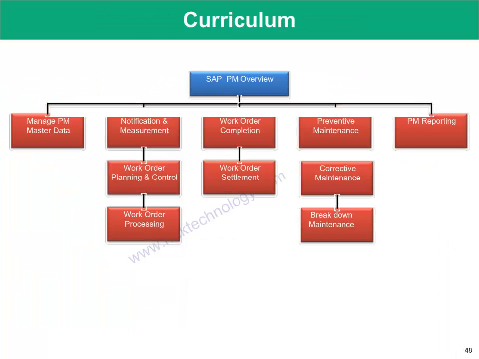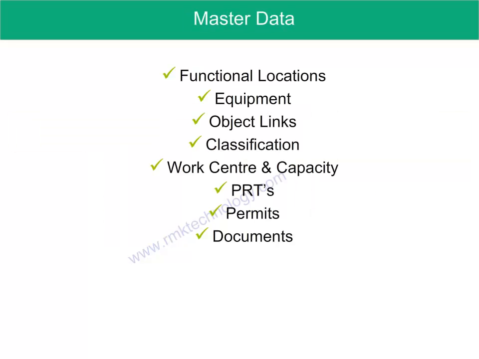The main sessions of SAP Plant Maintenance Module can be listed as below: Manage Plant Maintenance Master Data, Notification and Measurement, Work Order Planning and Control, Work Order Processing, Work Order Completion, Work Order Settlement, Preventive Maintenance, Corrective Maintenance, Breakdown Maintenance, and Plant Maintenance Reporting. This slide lists down various master data used in Plant Maintenance Module.